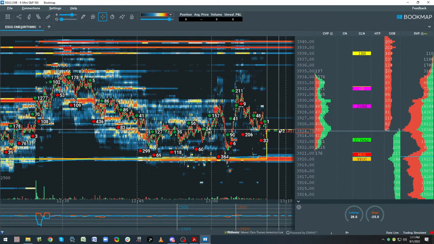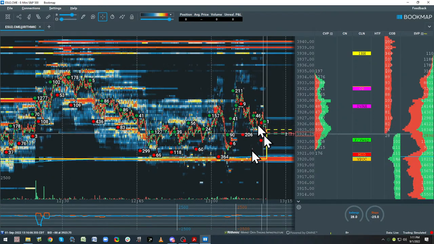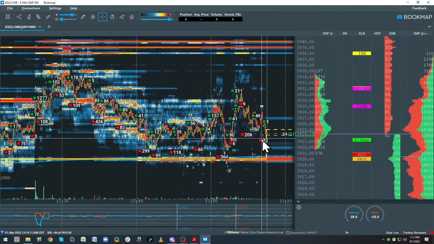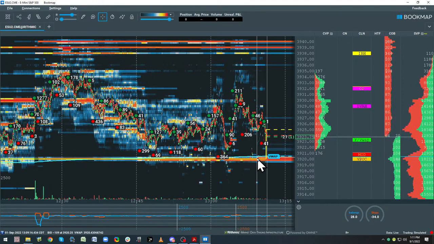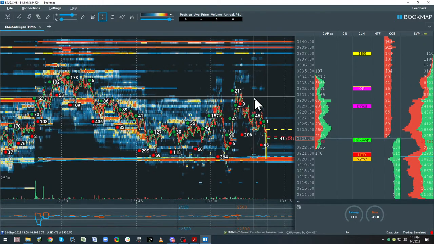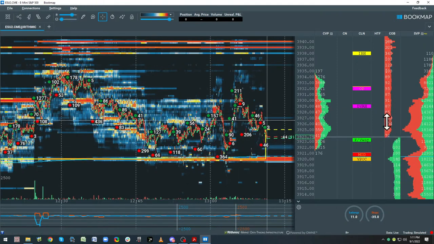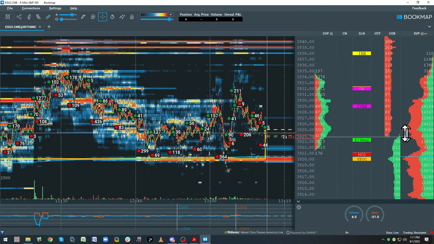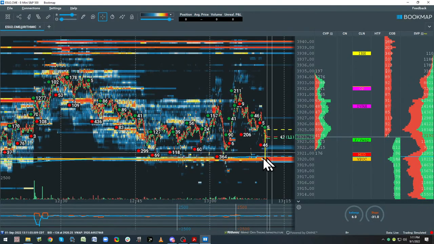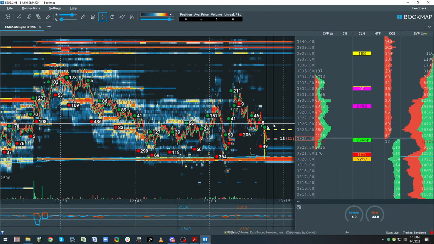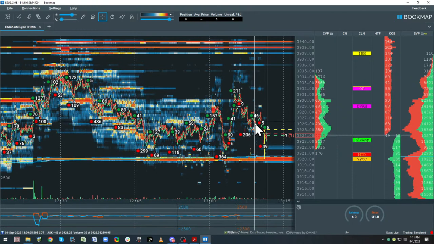Warning, Will Robinson, VPOC migration. Now, this could be trouble. We're still looking for this, but now I am on alert. This means the volume in the potential acceptance is moving against the position. That is suggesting potentially this is too low. Now I have to be very careful here. Not a recommendation. So we're going to watch it.